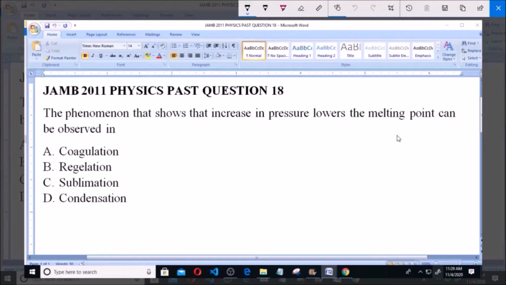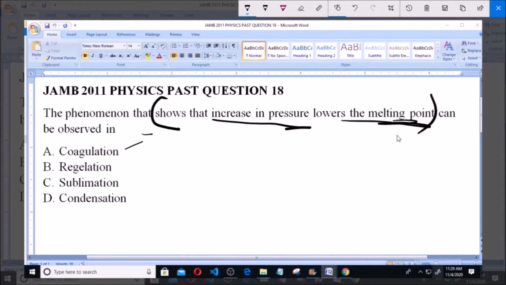Hello and welcome. I will be answering JAMB 2011 Physics Past Question 18. The phenomenon that shows that increase in pressure lowers the melting point can be observed in: A. Coagulation, B. Regelation, C. Sublimation, D. Condensation. Now you have 4 phenomena here, and you are asked for the one which indicates that increase in pressure lowers the melting point of a particular substance.